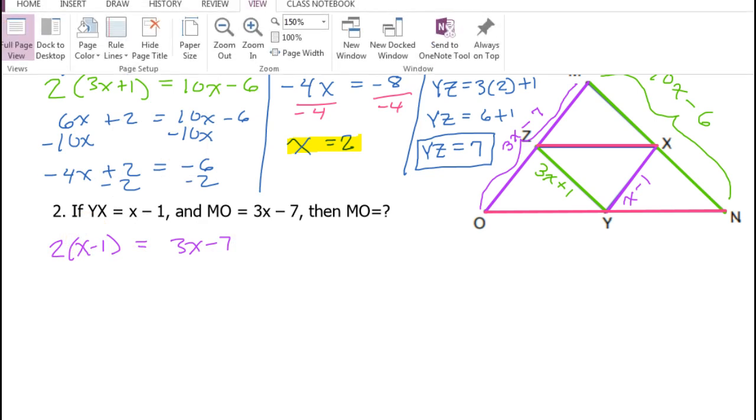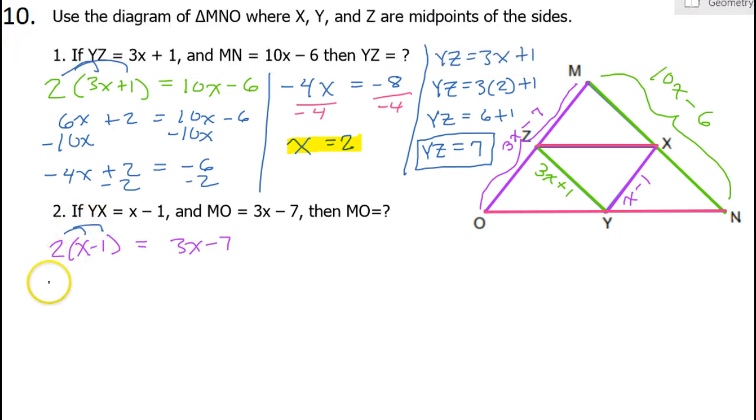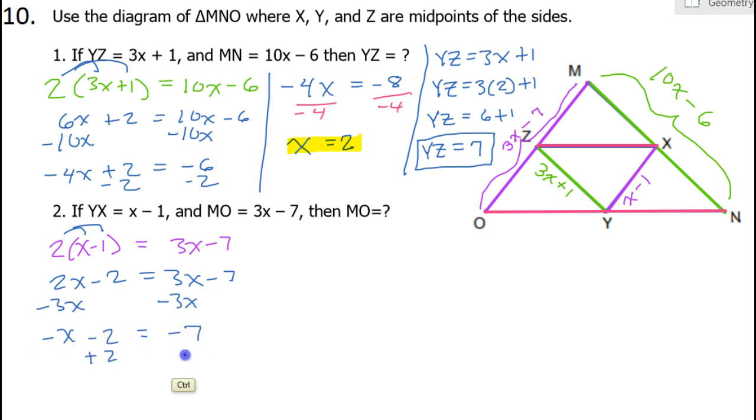So if I do a little distributive property here, bam, bam, I get 2x minus 2 is equal to 3x minus 7. If I subtract 3x from both sides, I get negative x minus 2 is equal to negative 7. Then I add 2 to both sides, and I get negative x is equal to negative 5. If I divide both sides by negative 1, I discover that x is equal to 5.